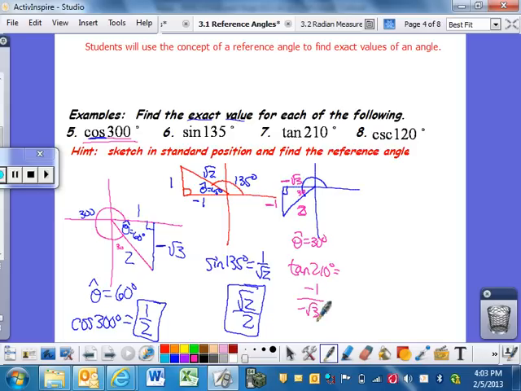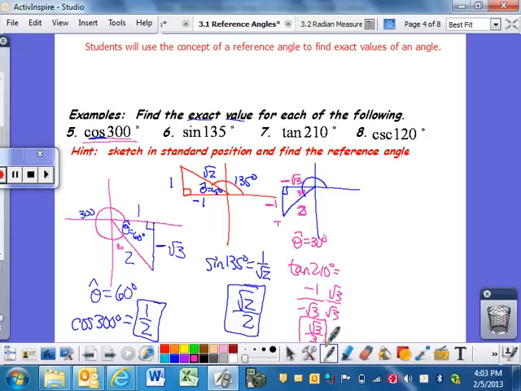Two negatives make a positive, which fits with tangent in all students take calc. I should be positive there because two negatives make a positive, but I got to multiply our top and bottom by square root of 3 over square root of 3. So I end up getting root 3 over 3, and it's positive.